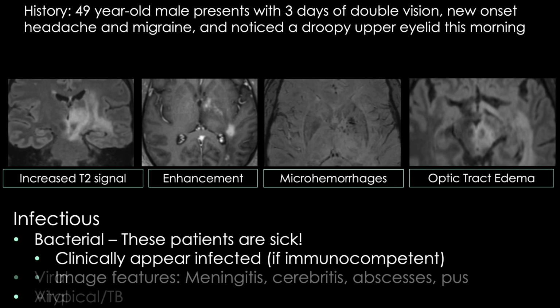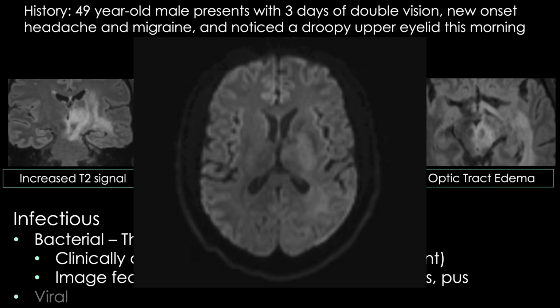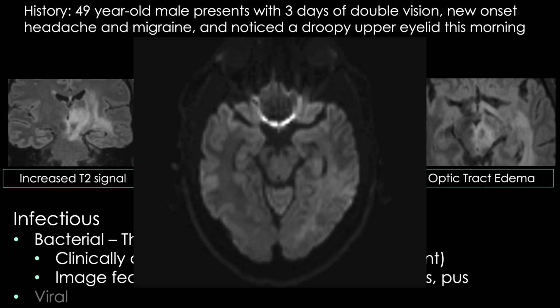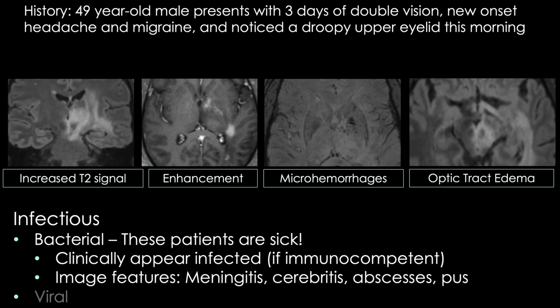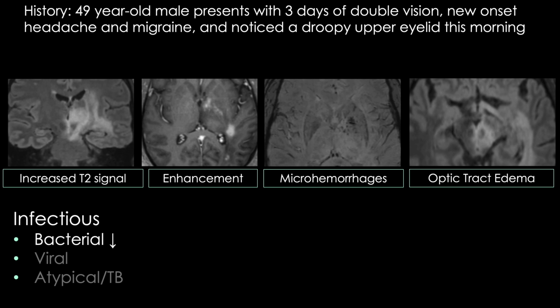We expect to see features of meningitis and cerebritis, and bacterial infections are dirty, producing abscesses and pus, best proven on our restricted diffusion sequences, which we did not see in this case. Diffusion-weighted images showed mostly T2 shine-through from all the edema. Maybe we call down to the ED and discuss the patient more, and they confirm the patient is non-toxic appearing on exam and without signs of sepsis, so we're going to downgrade this etiology.